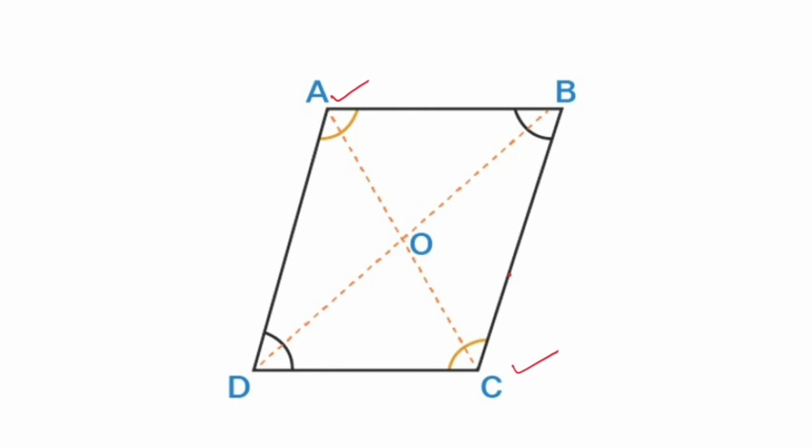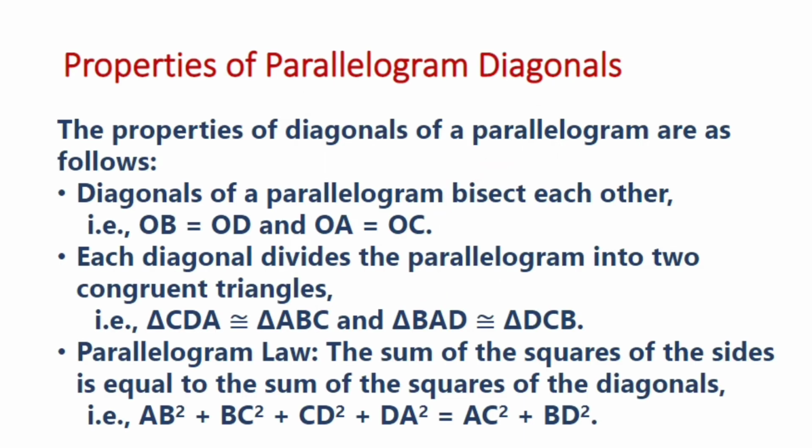In the parallelogram, from this figure, AC and BD are the diagonals of the parallelogram. Let us assume that O is the intersecting point of the diagonals AC and BD. Here is the O, right? Now, the properties of diagonals of a parallelogram are as follows.